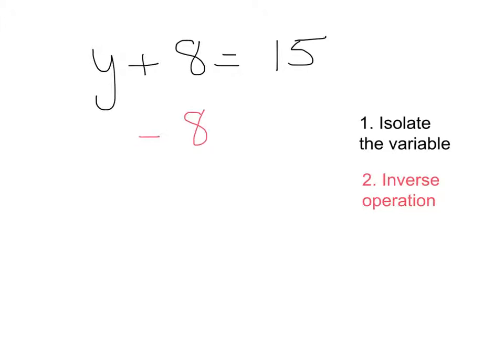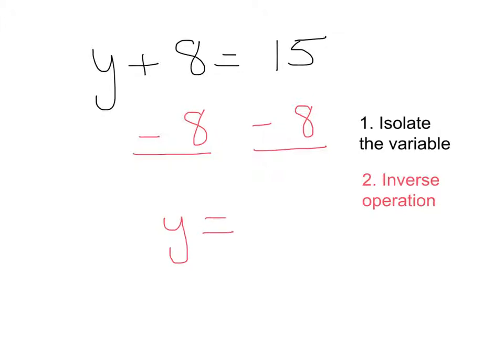Now think about that balance. When I took away those blocks, now I'm unbalanced again. So in order to balance out my equation, I must take away 8 from the right side of my equation. What I'm left with on the left side of the equation is y plus 0. Anything plus 0 is going to be that number. So therefore, we can just put y.